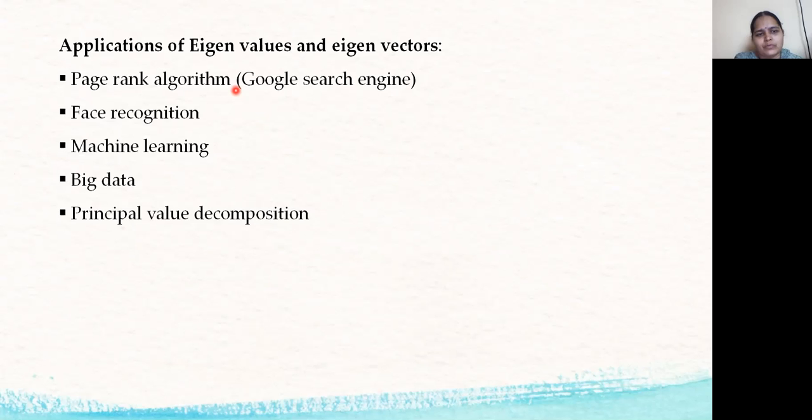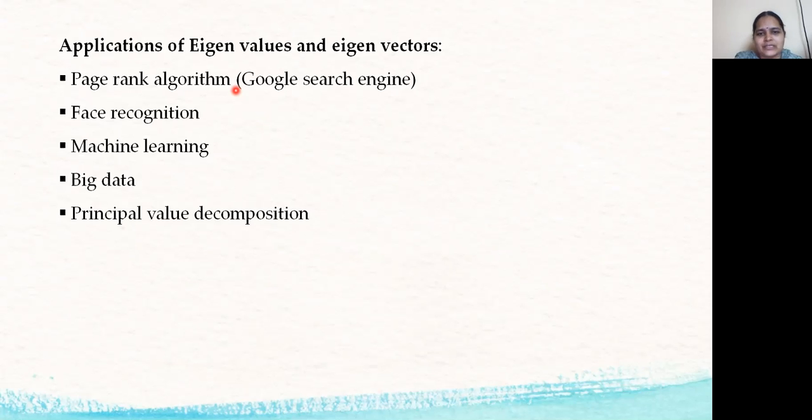In Google, whenever we type a word, it takes the word and searches in the background. The search engine takes that word and searches all the millions of web pages which are available, and the web pages in which this word is matching will all be displayed on our screen. This background work depends upon eigenvalues and eigenvectors, and this algorithm is called the PageRank algorithm.